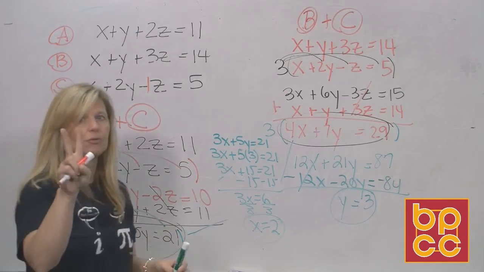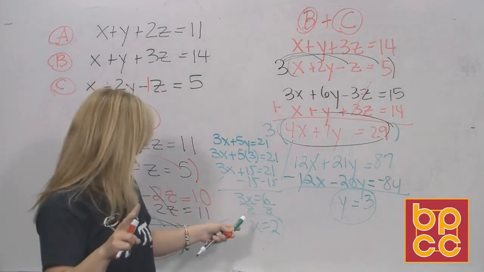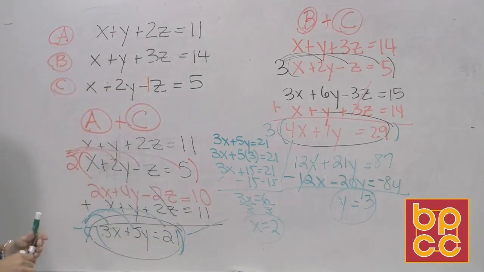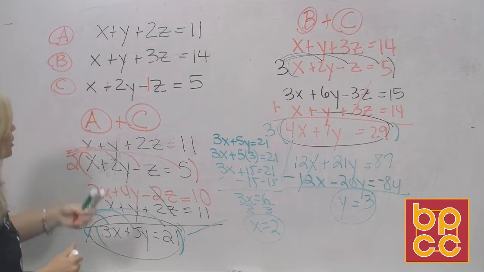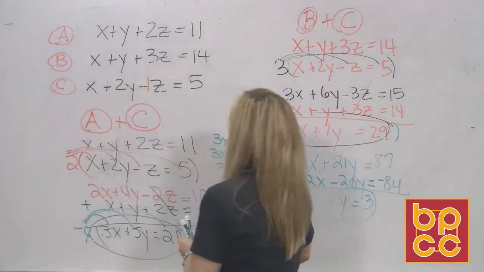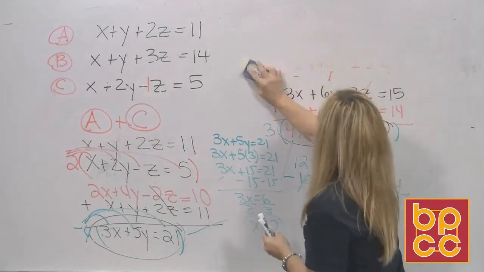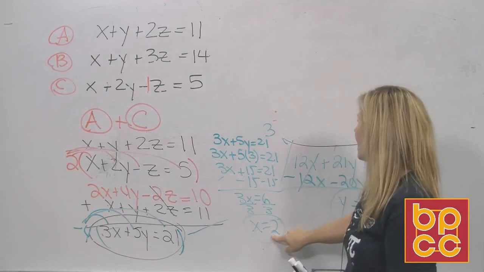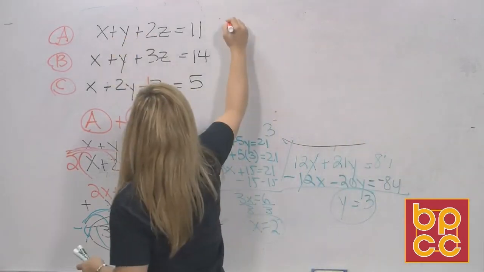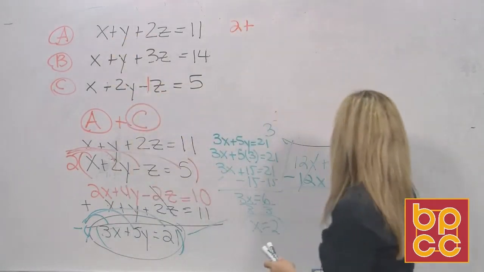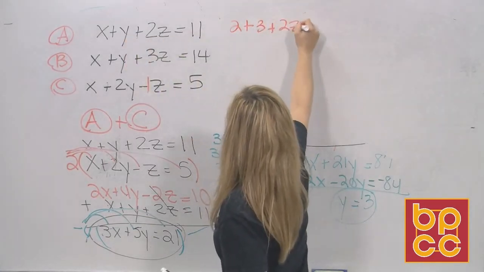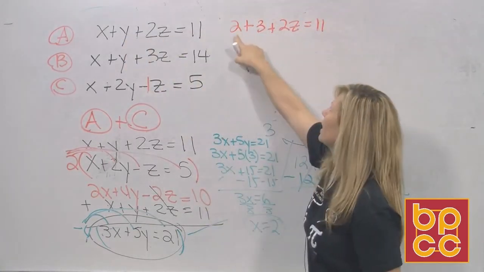Now that you have two variables, x and y, yes, now you can go back to any of the originals to get the z. Does not matter which one, pick one you like. I'm a creature of habit. I usually pick the top one unless it was ugly numbers. So I'm going to pick the top one. So erase this, and here we go. We got x is 2, so a 2 goes in that spot. Plus, we got y is 3, so a 3 goes in this spot. Plus 2z equals 11.